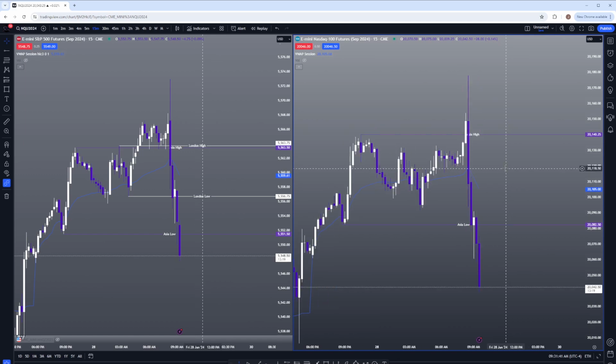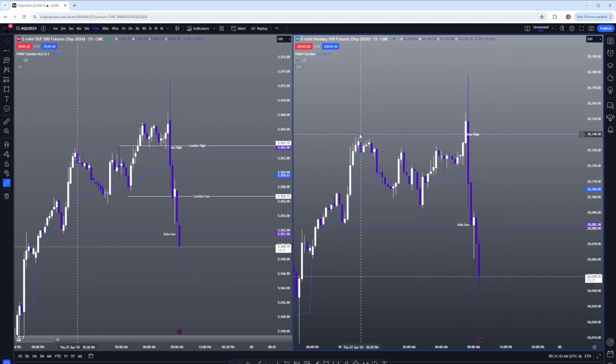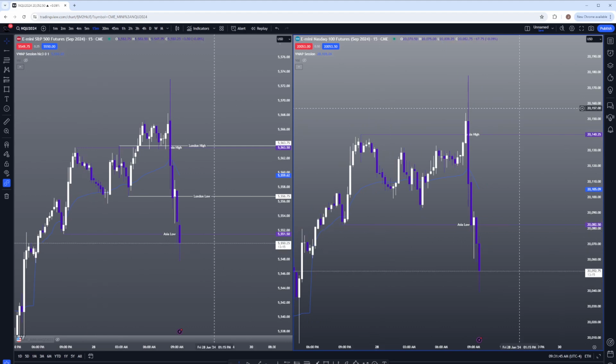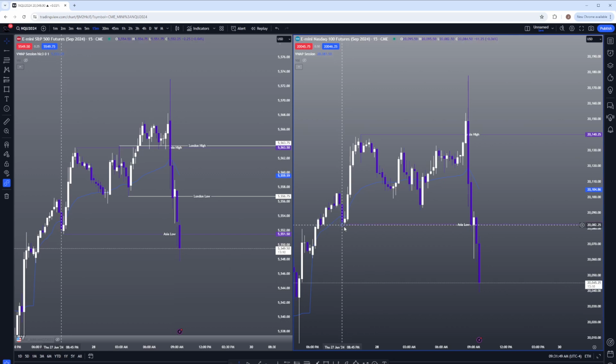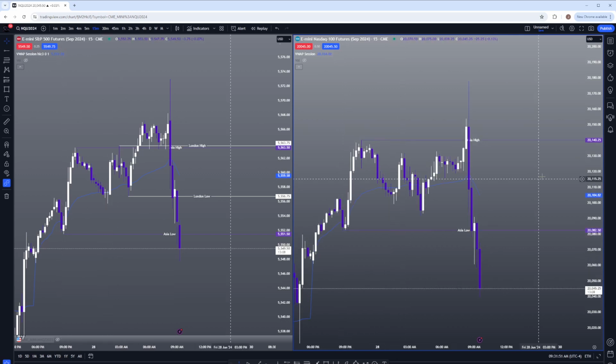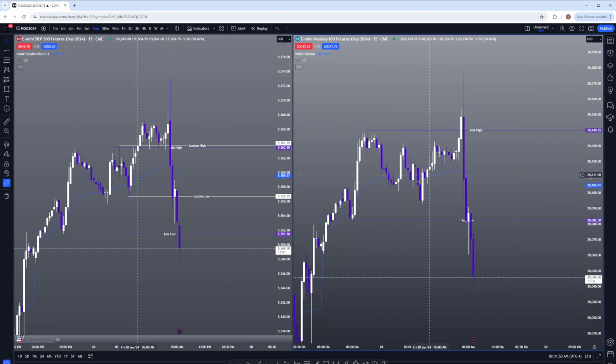Let's just start looking at what we got. I got my Asia high up here at 10:30 p.m. that we came up and swept. Asia low down here at like, what time is this? 8:45 p.m. Which now we have swept that low as well.